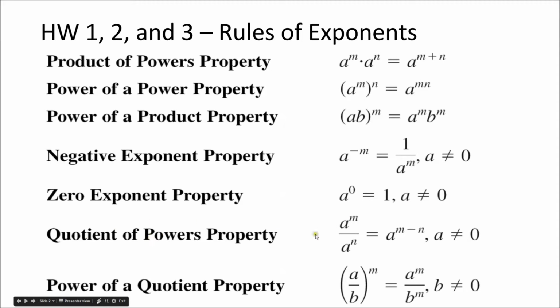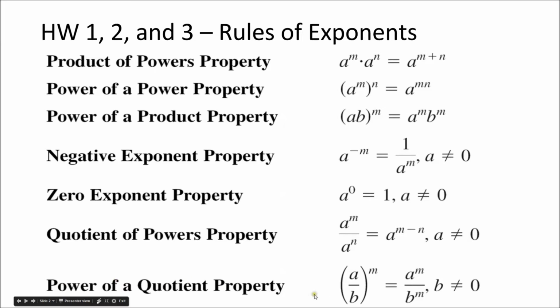The quotient of powers property, this is the same property as the product of powers property. They're actually the same thing. Up here, when we multiplied like bases, we added the exponents. So now when we divide like bases, we subtract the exponents. Division is the opposite of multiplication, so it makes sense that we would subtract instead of adding.